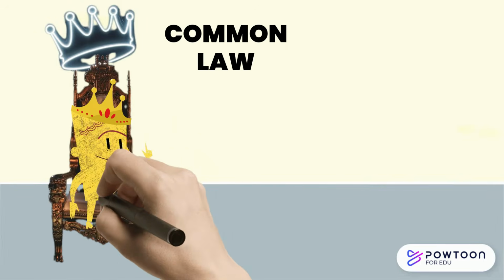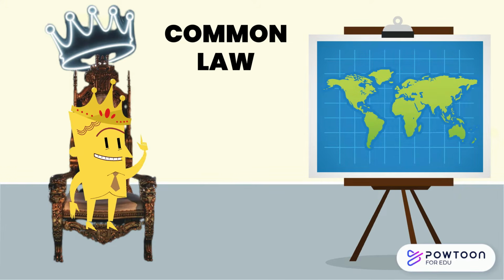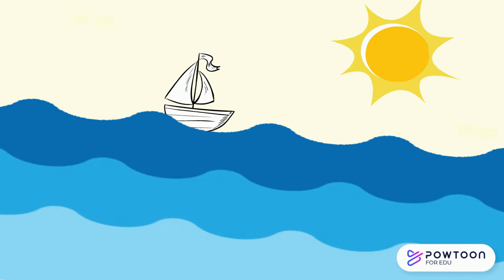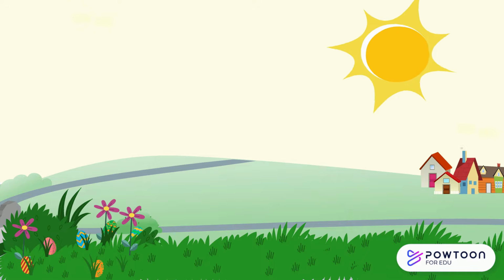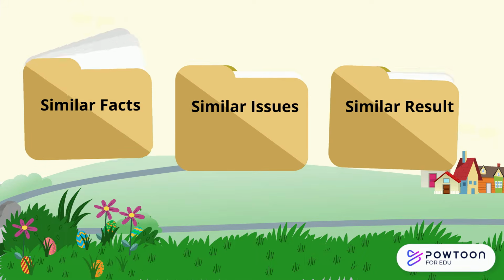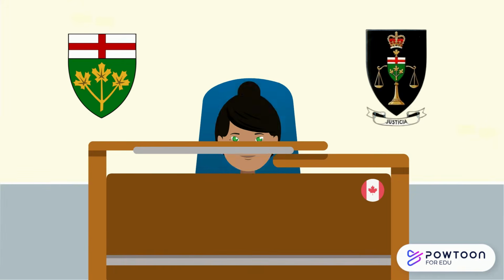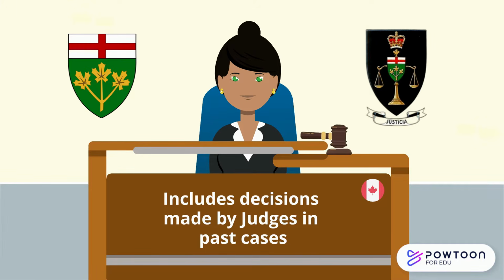The common law takes us all the way back to King Henry II of England, who used to send his judges to settle disputes in different parts of the land. In this way, the law would be accessible by and common to all people. Eventually, these judges came to understand that similar cases with similar facts and similar issues should have similar results. That idea has been adopted into the Canadian legal system, where we sometimes call the common law case law, which includes decisions made by judges in the past.